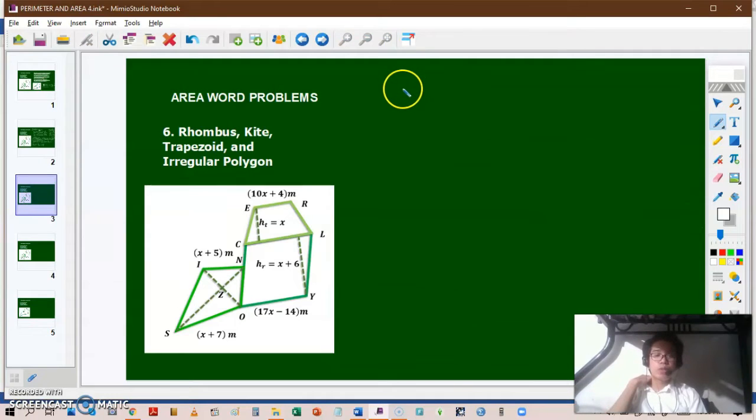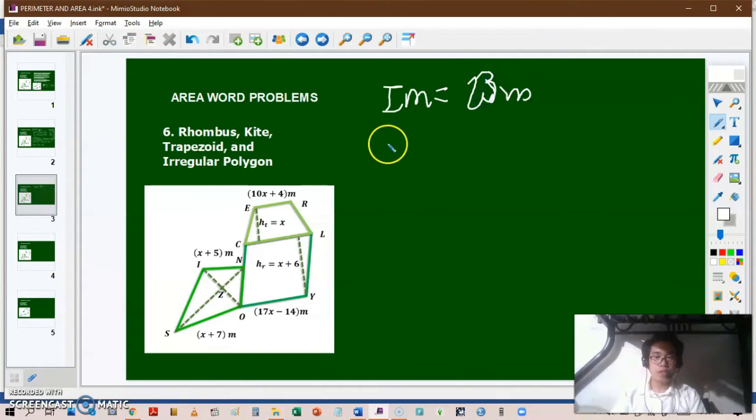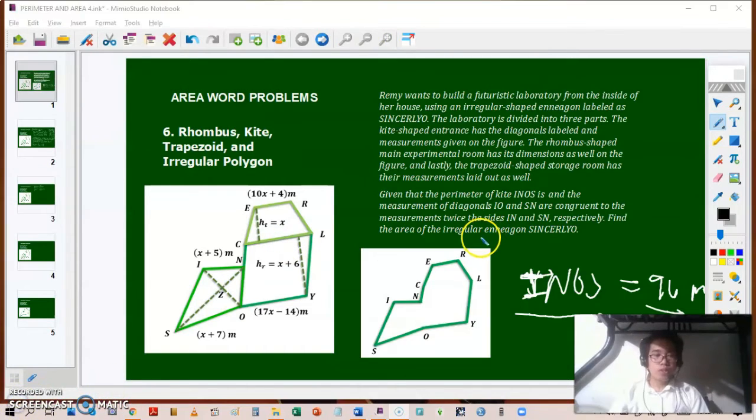Now we can solve for the measurement of segment IN and segment SO. So segment IN is simply going to be, the value of our x is 18, so that's going to be simply 18 plus 5, so that's going to be 23 meters. And for our segment SO, that's going to be 18 plus 7, it's going to be 25 meters. Now we need to find the area for our given kite. So to solve for the area of the kite, we're given here some clues.